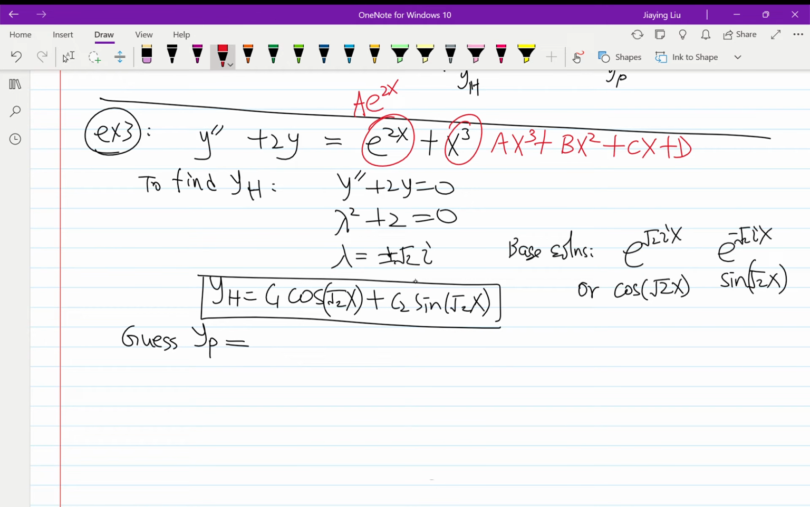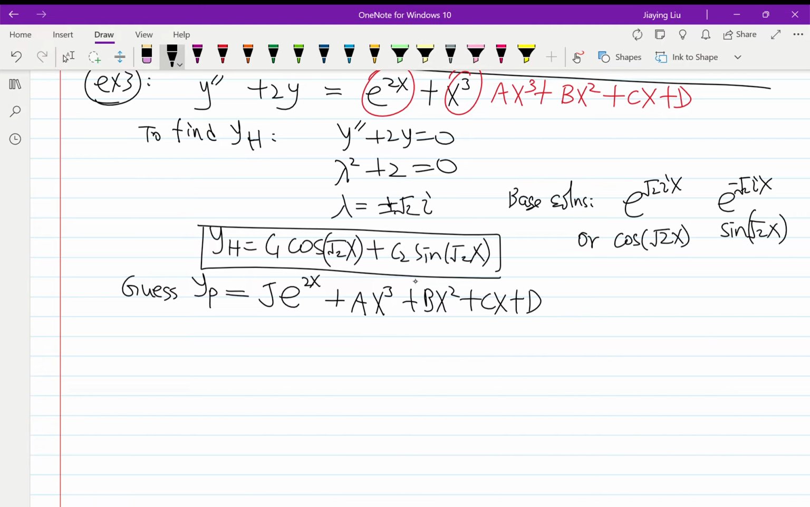Maybe A1 or F or G. I don't like to use E there. There's nothing wrong with using E, it's just that we have a base E. So maybe we can use J e to the 2x plus ax cubed plus bx squared plus cx plus d. You can pretty much pick any representation for the coefficients.